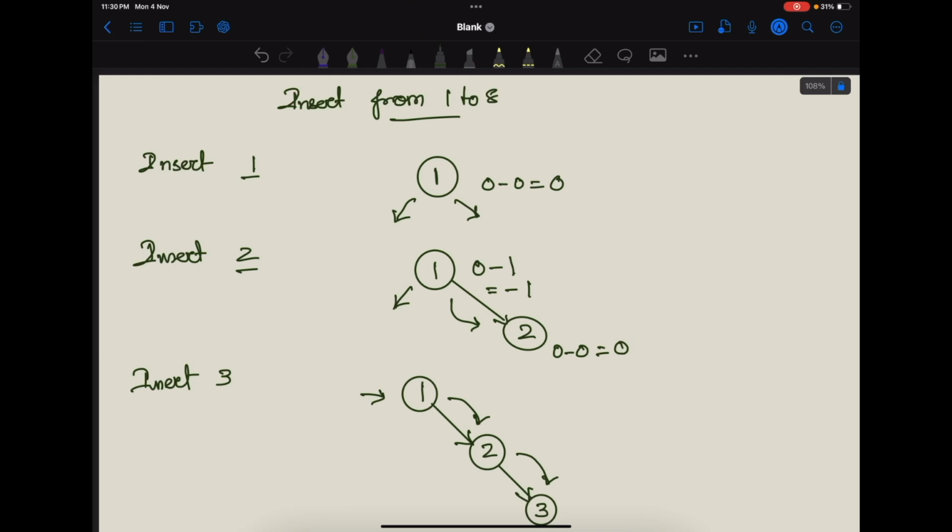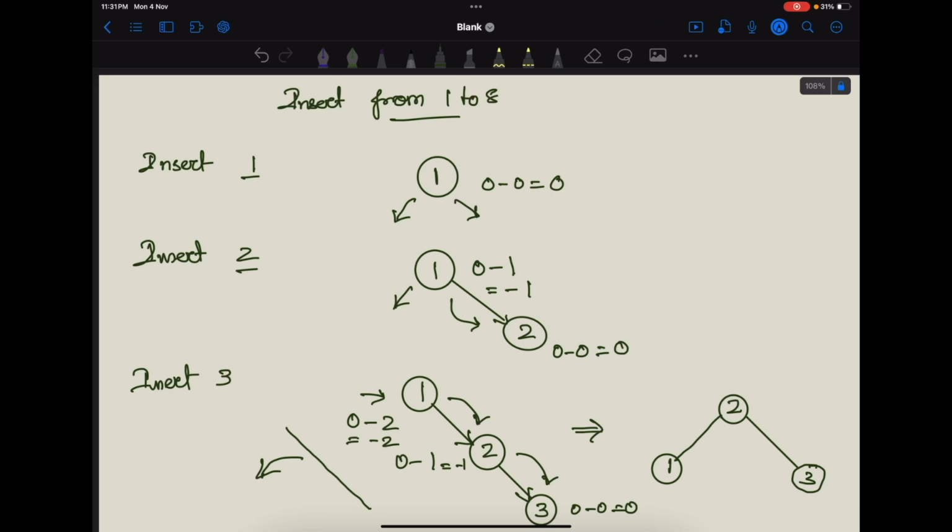So the 3 is placed, and now we have to check the balance factor. Here for 3, 0 minus 0 equal to 0, and for 2, there is no left, so 0 minus, and on the right-hand side only 1 is there, so minus 1. For 1, there is no left, and on the right-hand side we have 2 levels, so the answer is minus 2. The imbalance has occurred. Already I said, when the tree is increasing in a right-hand fashion, do the left rotation at the top level. So here after the rotation 2 will become the root, 1 will be on the left-hand side, and 3 will be on the right-hand side.